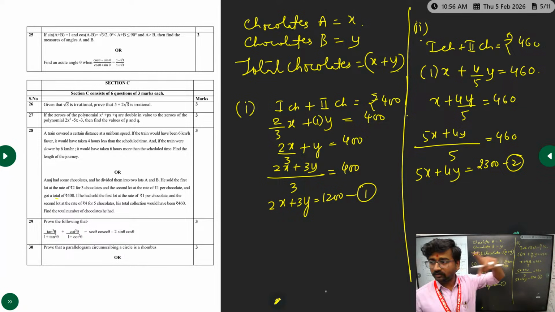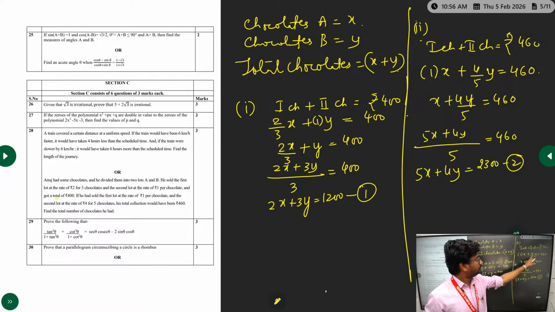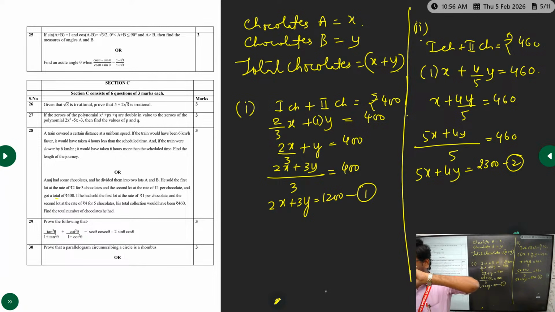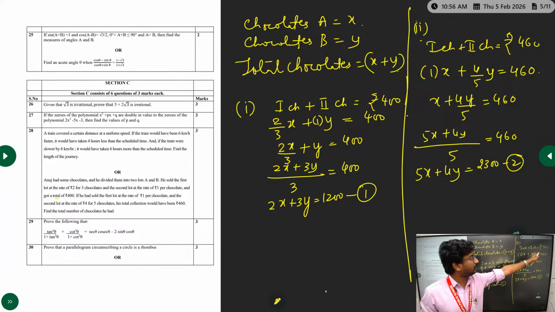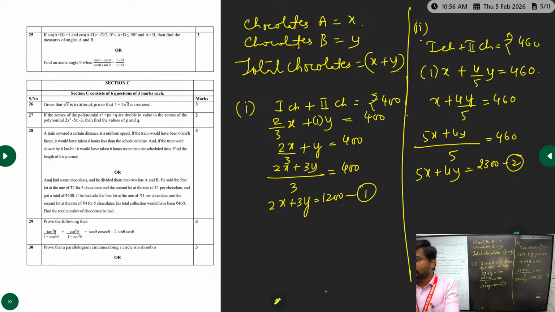Anyhow, x is how much? 300. 5 and 200, if you cancel, how much will it be? Y value is 200, no? 5 ones are 40. 4 fours are 160. 160 plus 300. How much? Answers are right. So this is verification. In the first lot here, he got 300 rupees. In the second lot, he got 160 rupees. So the total amount he got is 460.